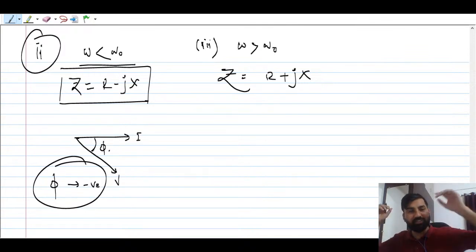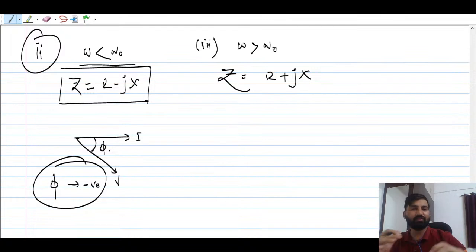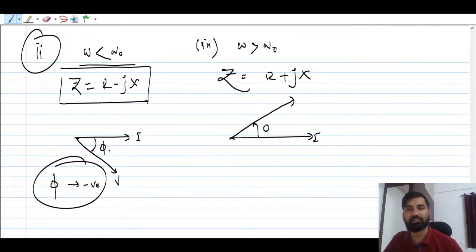If your operating frequency is larger than the resonant frequency, these are important points, and the question has been asked in an electronics paper and in different papers that I have explored already. So after attending the session, please take a look at the PYQ. I will share the PYQ also. So here the current is I and your voltage is leading in this case. Here phi is going to be positive, right?